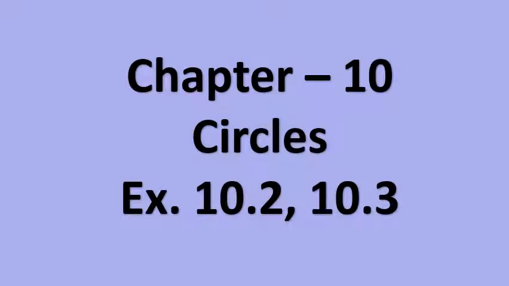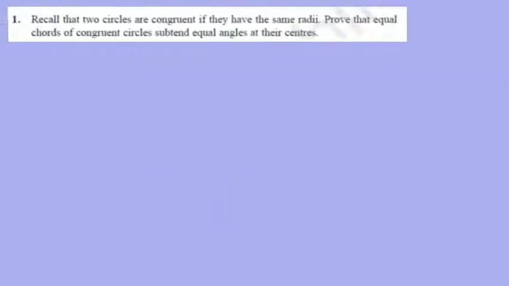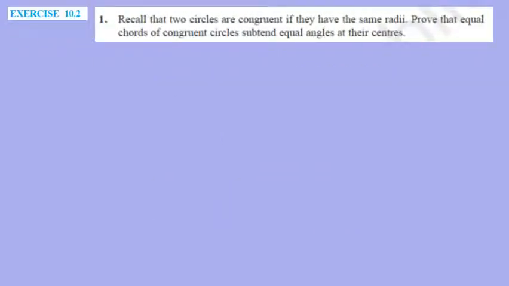Chapter 10 Circles, Exercise 10.2. Question 1. Recall that two circles are congruent if they have the same radii. Prove that equal chords of congruent circles subtend equal angles at their centers.